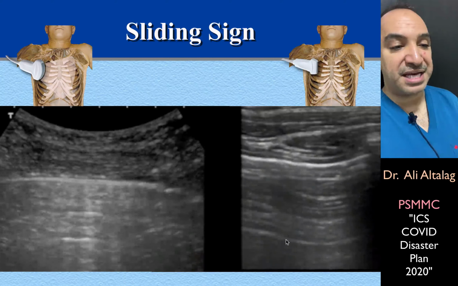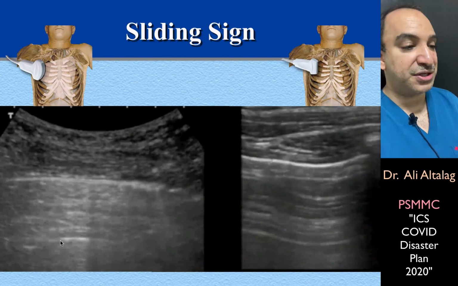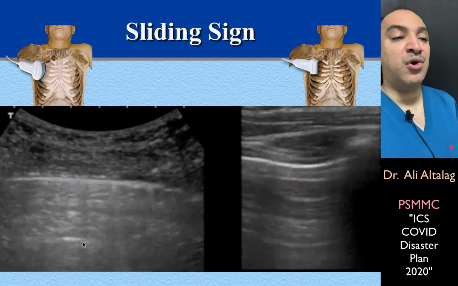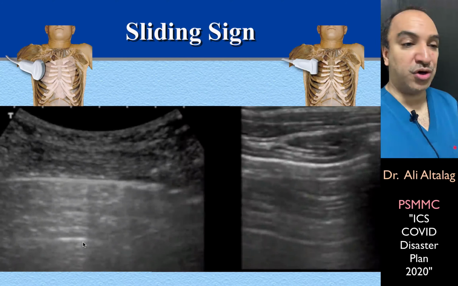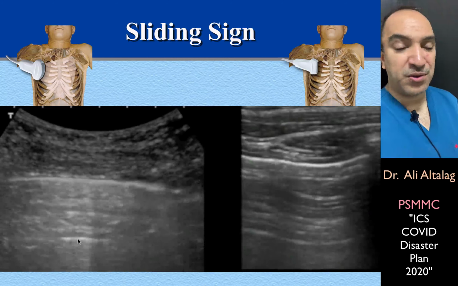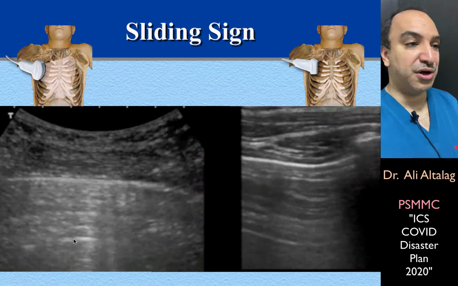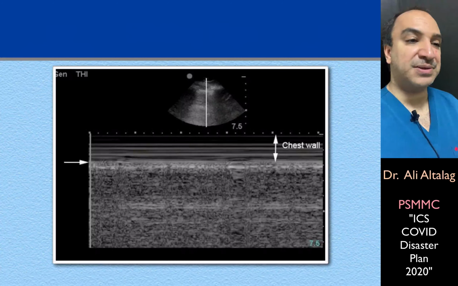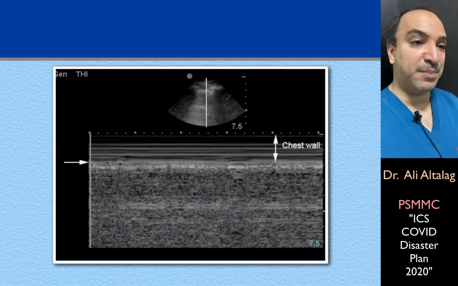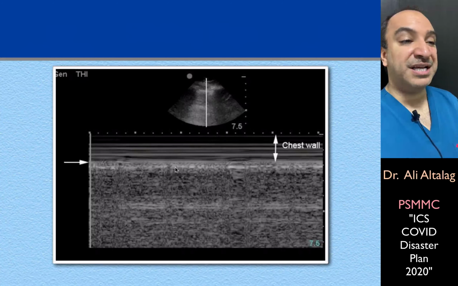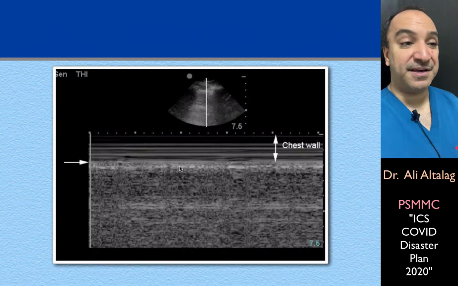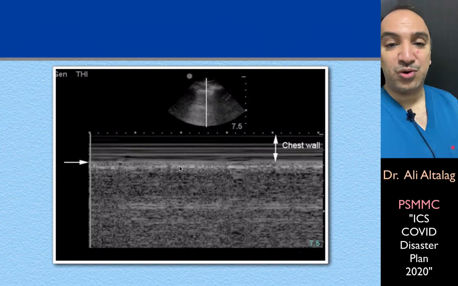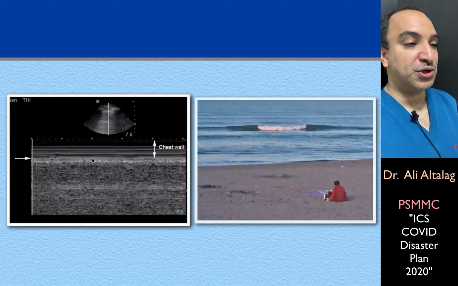Here you can see an A line. You see it here too. A lines become more prominent in pneumothorax. Okay, so these are three important signs that you should remember. Now, the fourth thing we can do is that we can do M mode, and the M mode basically will give us a distinctive pattern in normal lung, which is called the Seashore Sign.